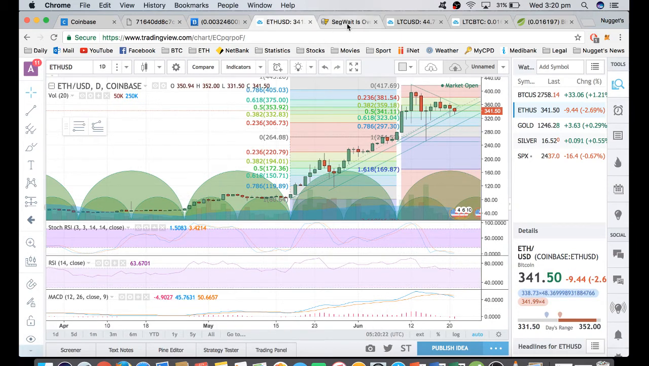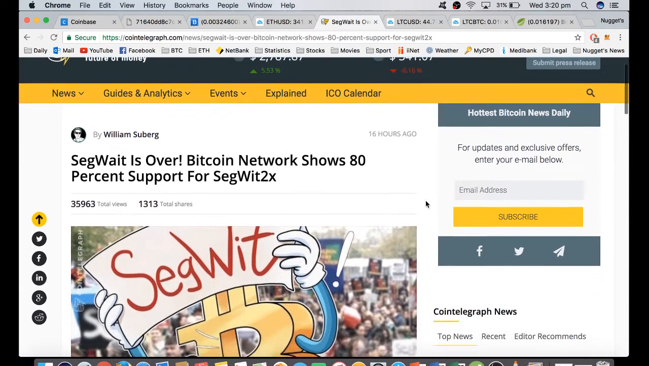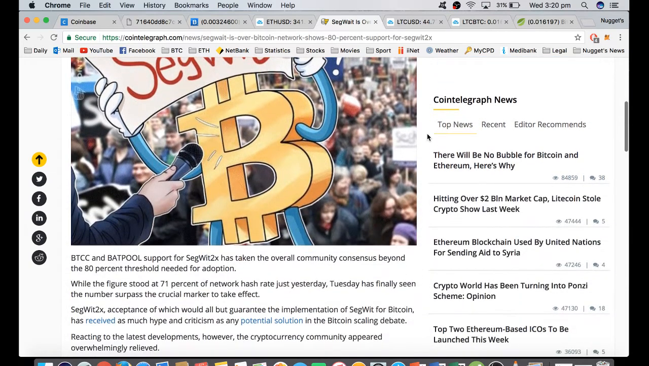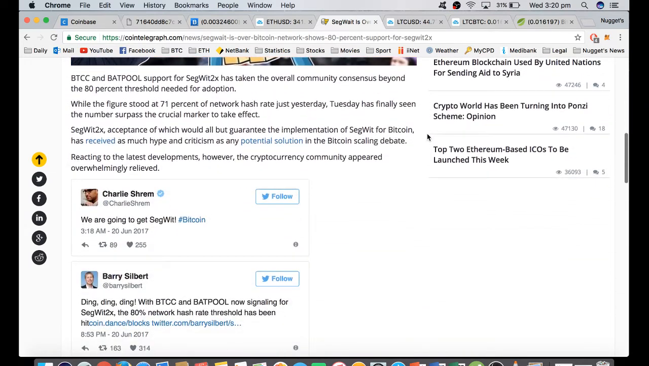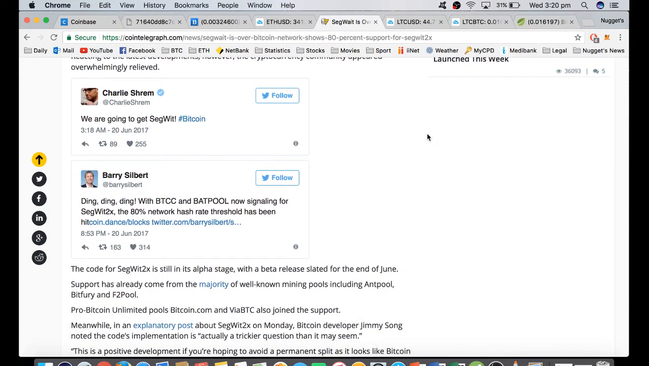And I just want to move on to how we can tie in fundamental analysis and news with our charting and technical analysis. So today we're reading about the SegWit 2X. It's reached 80% support by the miners. What's actually happened is that 80% of miners have basically given their intent to possibly signal the SegWit 2X at a future date.